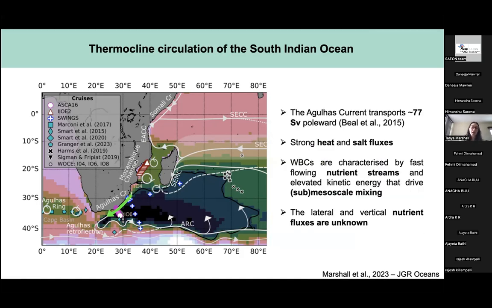If we just focus on the Agulhas Current, it is the western boundary current for the South Indian Ocean, and it is the strongest boundary current for its latitude in the world. The Southwest Indian Ocean is characterized by strong heat and salt fluxes. What we know about other western boundary current systems is that they are also characterized by nutrient streams, so strong lateral advection of nutrients into the system. But the biogeochemistry of this system is uncharacterized, so we don't have a good sense of what the nutrient fluxes look like.